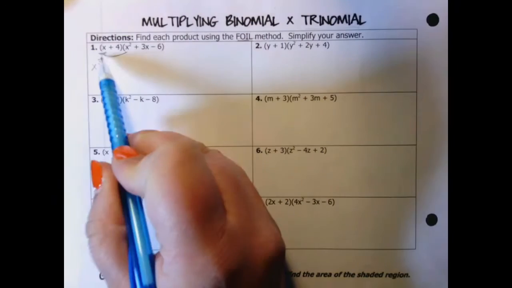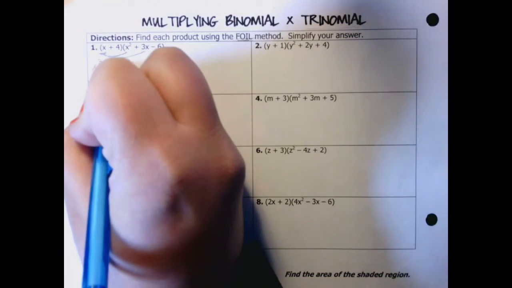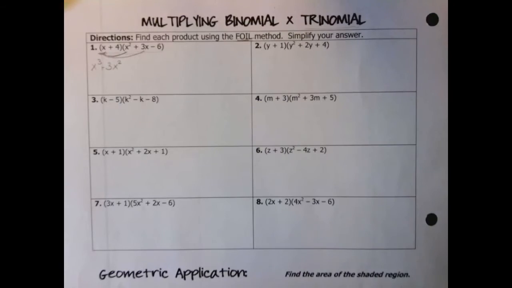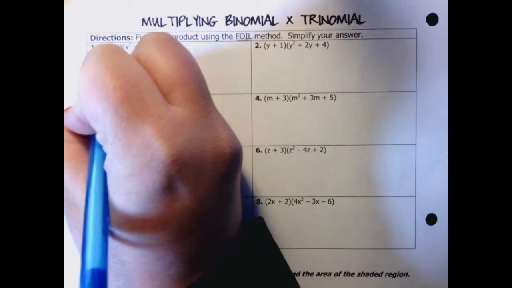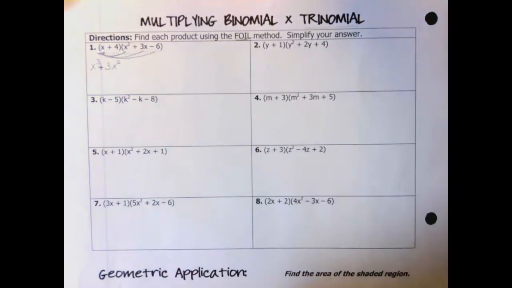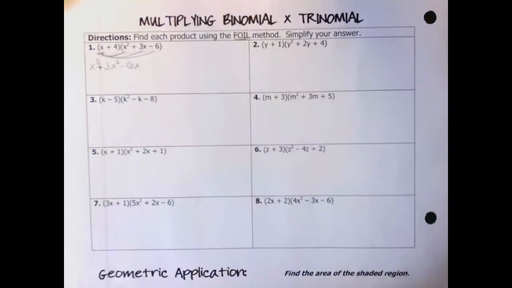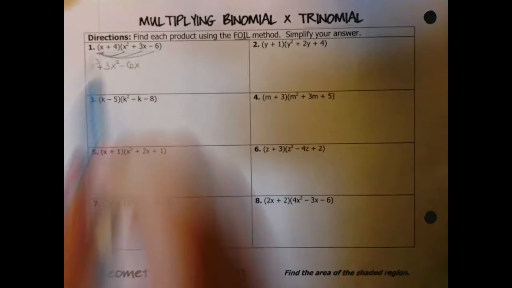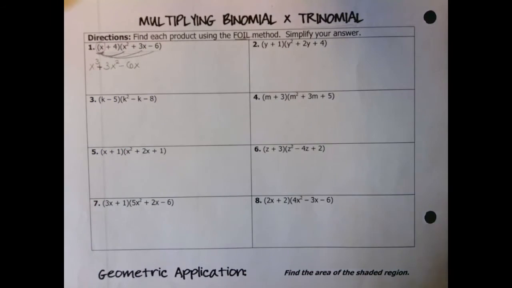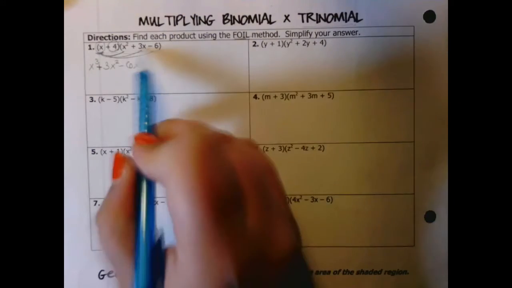Then I'm going to go to the next term, x times 3x, so plus 3, keep my base of x, 1 plus 1 gives me an exponent of 2, so x squared, sorry, that's plus 3x squared. Then going on to the next term, x times negative 6, that's going to give me negative 6x. Alright, now that I've taken that first term and multiplied it by every term in my trinomial, I'm going to move on to my second term in my binomial and multiply that by everything in my trinomial.